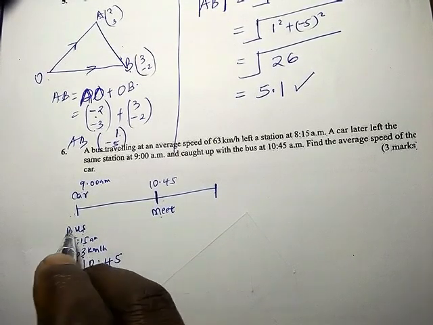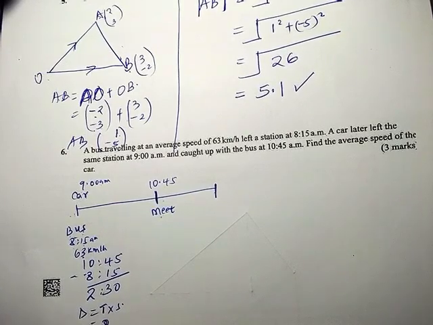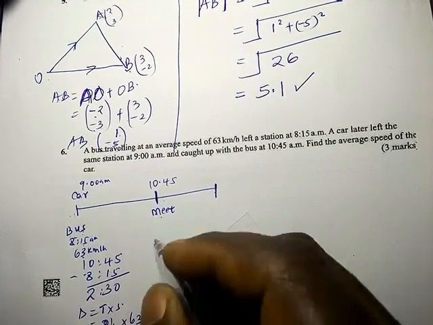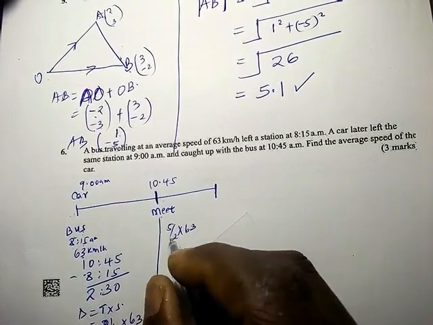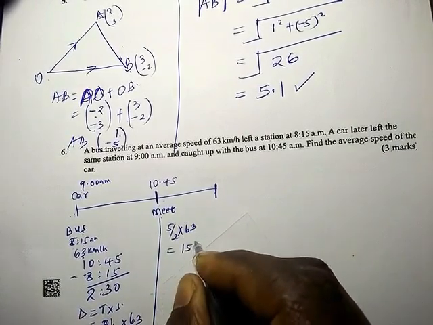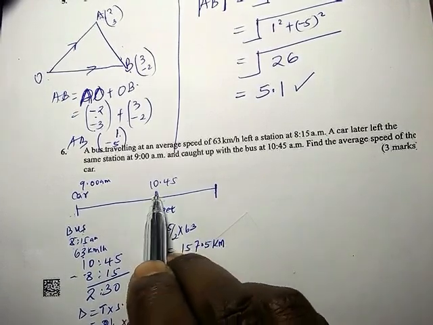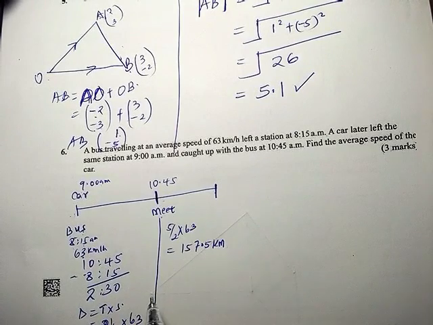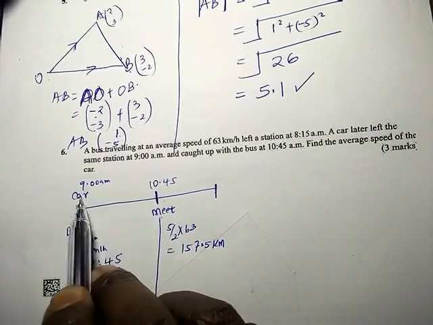Now we can get the distance. Distance is equal to time times speed moved by the bus when it was caught up. So time is 2.5 times the speed, which is 63. So that is 5/2 times 63. And this one gives us 157.5 kilometers. So here, where it was caught up, it is 157.5 kilometers. But you realize that the same distance at which it was caught is the same distance the car has moved.